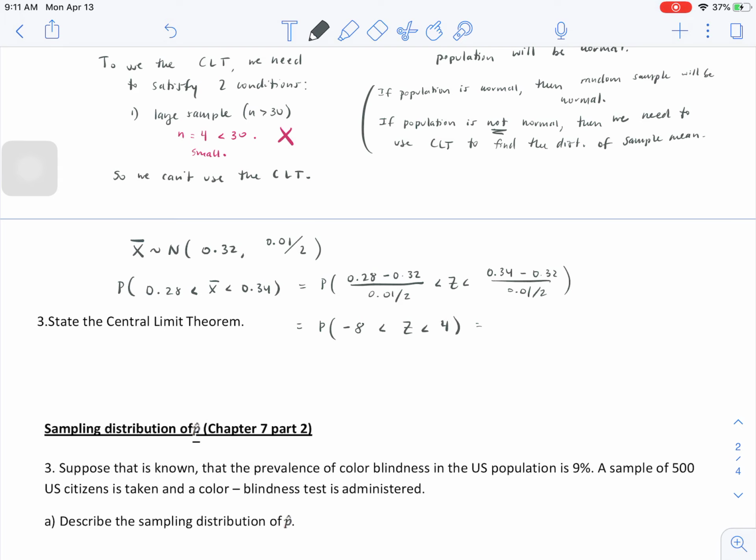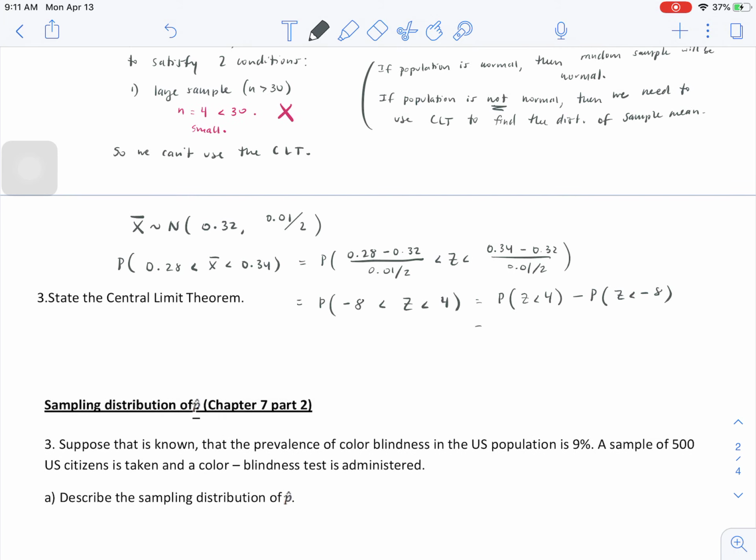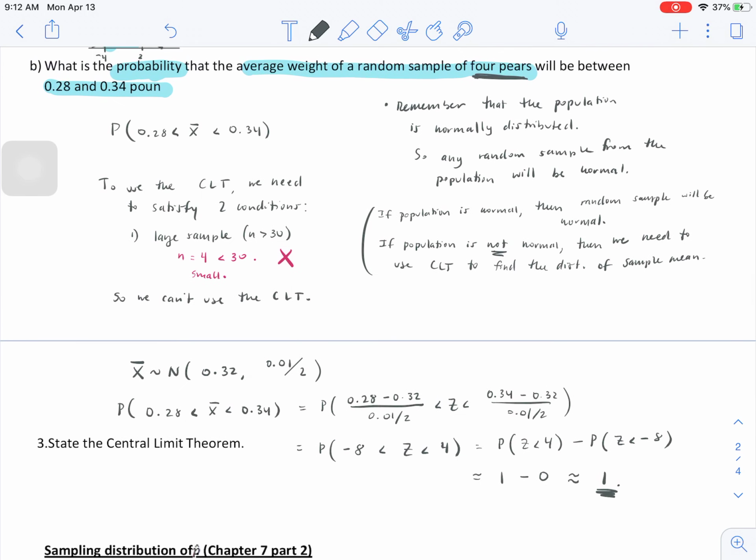This is equal to the area to the left of 4 minus the area to the left of negative 8. 4 is a really big z-score, so we can approximate the area to the left with 1. Negative 8 is a really small z-score, so we can approximate the area to the left with 0. So in other words, there's a 100% chance that the sample mean will be between 0.28 and 0.34 pounds.